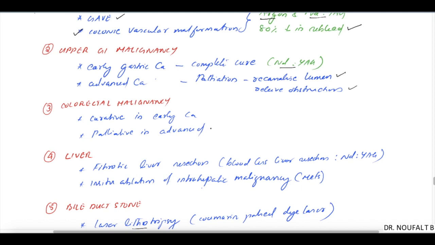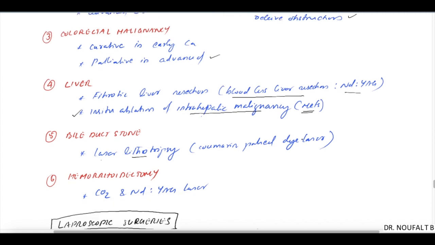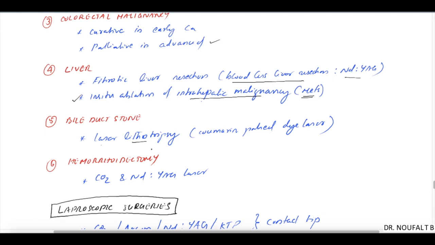prevent bleeding. In case of liver, Nd:YAG laser can be used to do bloodless liver resection, and also in situ ablation of intrahepatic malignancy can be done with the help of laser, especially a solitary metastasis in the liver. Next is regarding bile duct stone. Laser lithotripsy can be tried with the help of coumarin pulsed dye laser. And carbon dioxide and Nd:YAG laser can be used for laser hemorrhoidectomy.